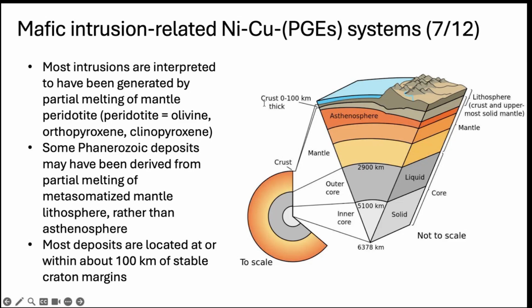Some Phanerozoic deposits, so younger ones, may have been derived from partial melting of metasomatized mantle lithosphere rather than asthenosphere. So the cartoon on the right is just to remind us that the lithosphere is the crust and the solid upper part of the mantle, whereas the asthenosphere is that part of the mantle that behaves more plastically. Okay. And then most deposits are located at or within 100 kilometers of a stable cratonic margin.